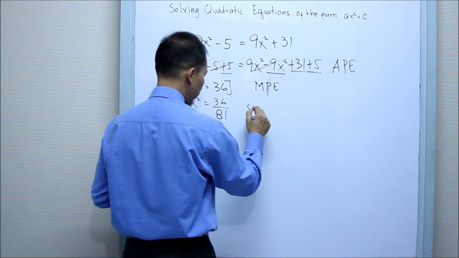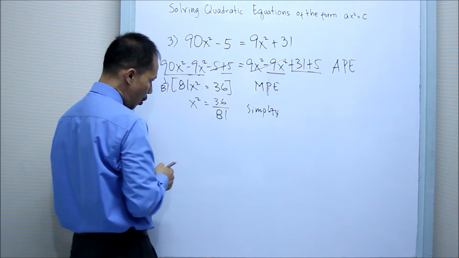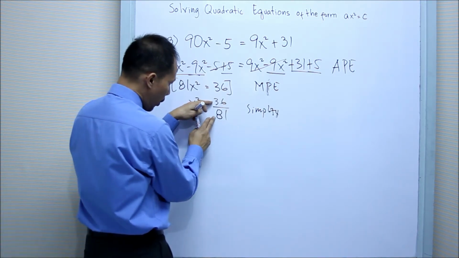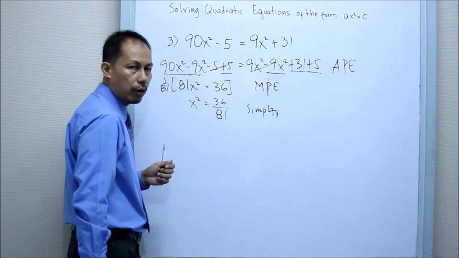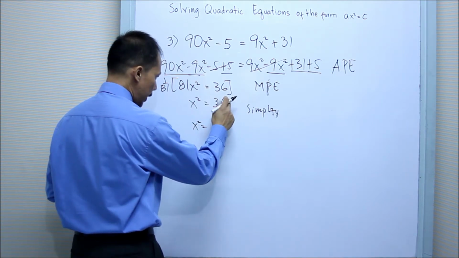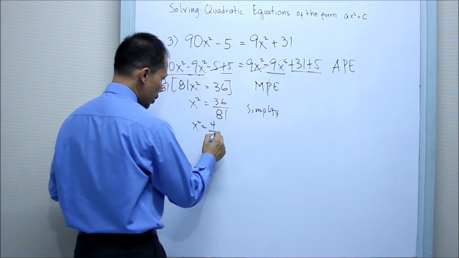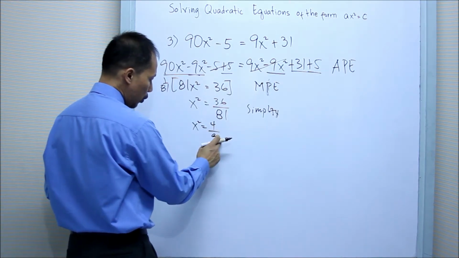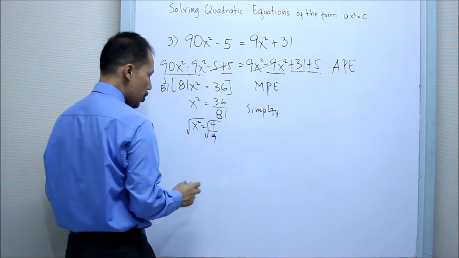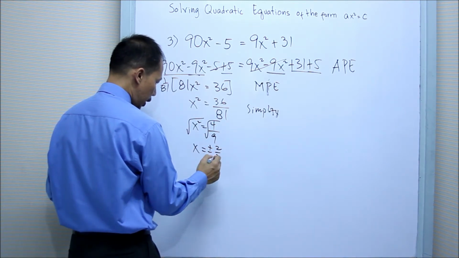Now, simplify. By simplifying, there's a common factor. 3 plus 6 is 9. 8 plus 1 is 9. Therefore, both numerator and denominator are divisible by 9. 36 divided by 9 is 4. 81 divided by 9 is 9. There's no common factor anymore. So we are going to get the square root of both sides. So this will be x equals positive, negative 2 over 3.